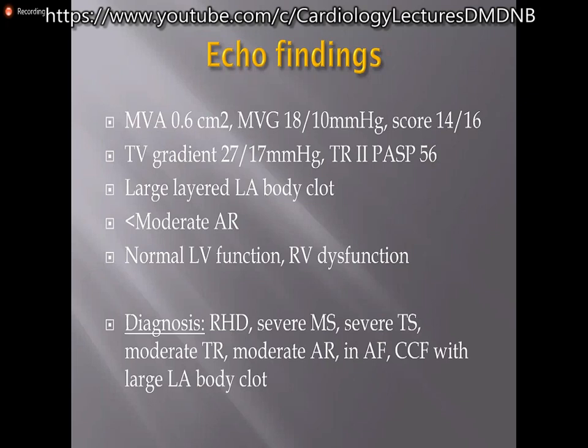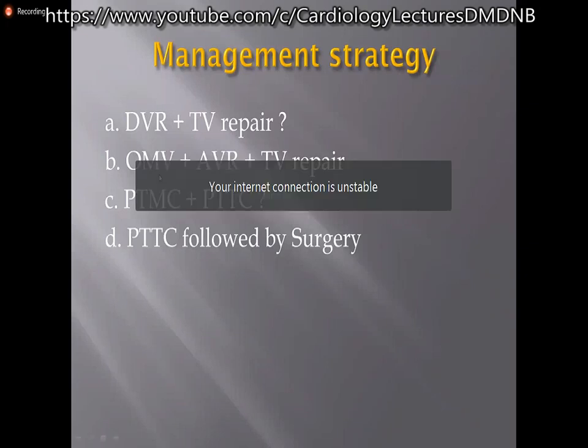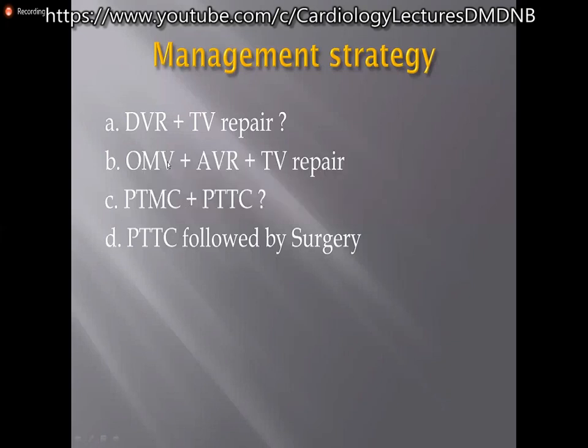I think this is where we have to go for surgical intervention. So whether it could be a DVR because patient has got MS, LA body clot, and also, if the mitral valve morphology was not bad, they can always do an open mitral valvotomy, aortic valve replacement, and a TV repair. Of course, the other option is whether we can do a balloon mitral valvotomy as well as balloon tricuspid valvotomy. But in this case, because there is a large LA body clot, this is ruled out.